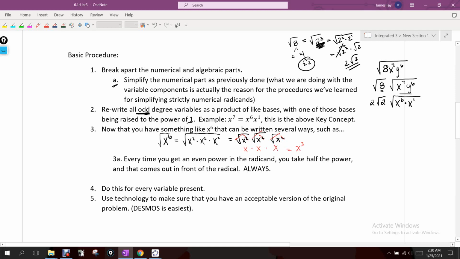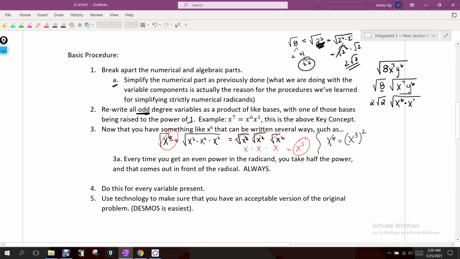If you look at x cubed compared to x to the 6th, the 3 is half the 6, and that will always be the case. So that's one way of writing it. Another way of writing x to the 6th is to say that x to the 6th is the same thing as x to the third squared.